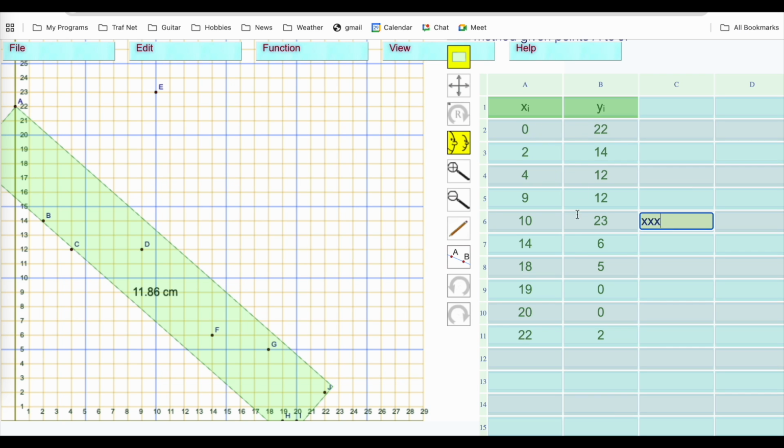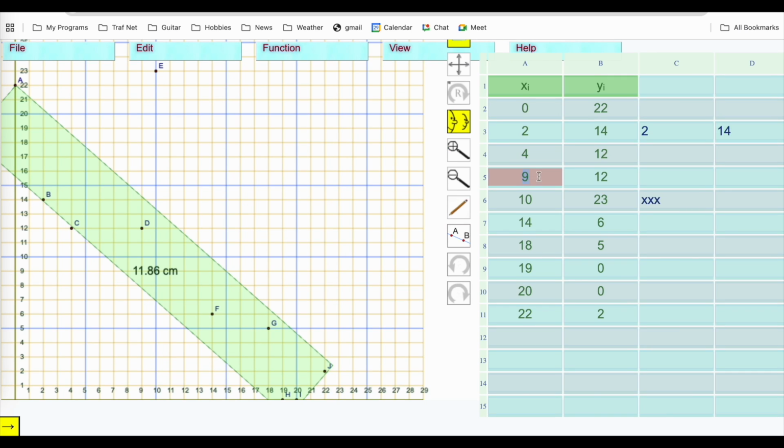The median method, I have 9 points, which is very convenient for breaking it into 3. I'm going to take the first 3, find the median of that. 2 is the middle value of the X's. The X's are in order. The Y's, you might have to put them in order. It's 12, 14, 22. 14 is the middle value.